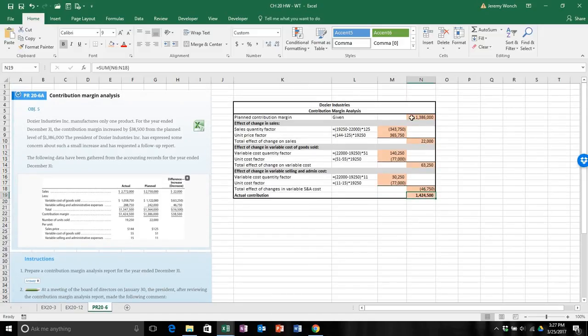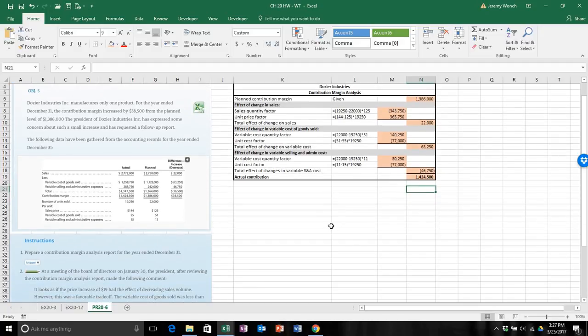So that gets us, we had a planned contribution margin of 1.386. We actually had a contribution margin better than we expected of 1.4. And so we have several factors going in here. So this could be a combination of the number of units sold plus the cost per unit. So all our numbers match over here.